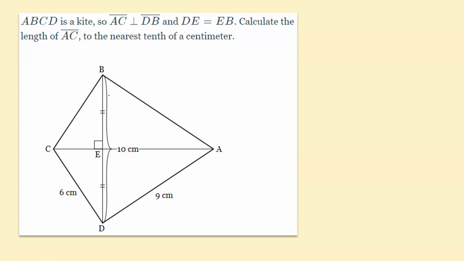So we know this whole thing is 10, so that means that this is 5 and this is 5. So we can find CE using this triangle here. This is a right triangle. 6 is the hypotenuse. CD is the hypotenuse. And then this would be our unknown side. So I'll call it x. So we got x squared plus 5 squared equals 6 squared. 5 squared is 25. 6 squared is 36. 36 minus 25 is 11.